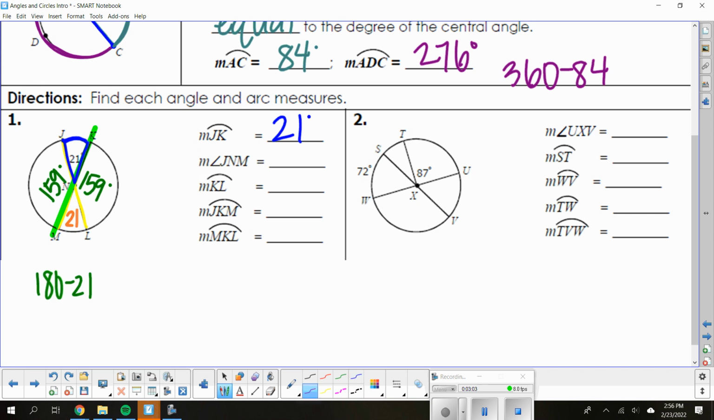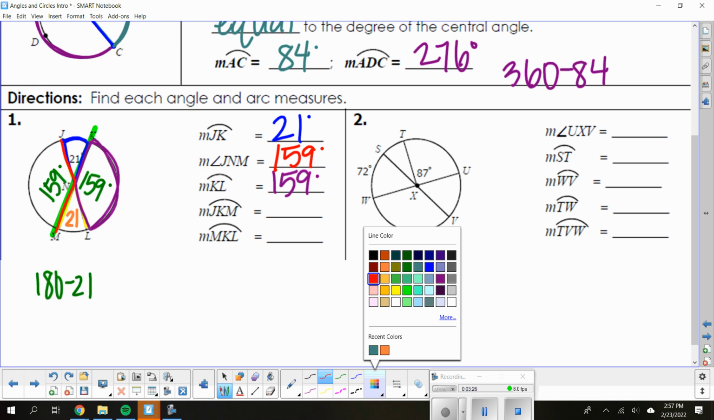K to L. K to L. That goes back to this angle right here. That angle is equal to 159 degrees. So that arc is equal to 159 degrees. Angle J and M. Sorry, same one. J to N to M. That angle sitting there is 159 degrees.